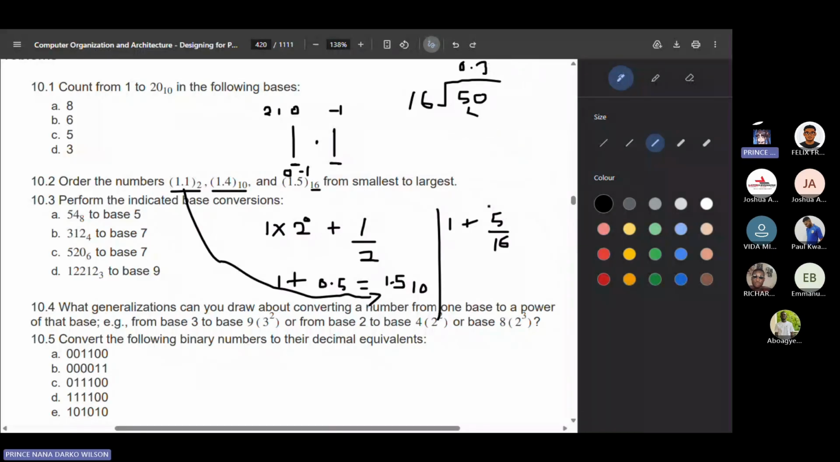So we have 1 plus 0.3125. And then it brings us to 1.3125. And that's also in base 10. So it means this is the base 10 equivalent of the 1.5 base 16 right here. So now that we know all three, we can now arrange them in the desired order. And remember, since base 2, base 10, base 16 can all be punched on a calculator, it's safer to punch on a calculator before you do the ordering.